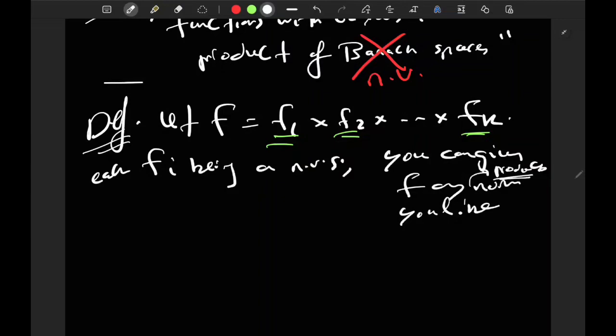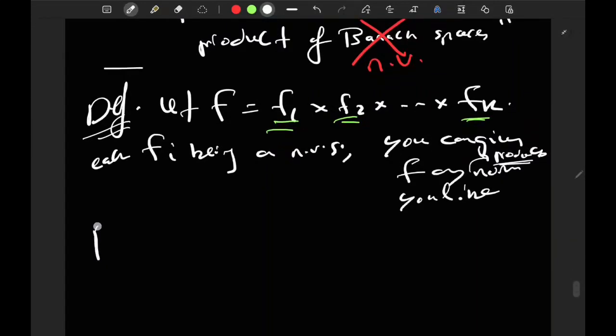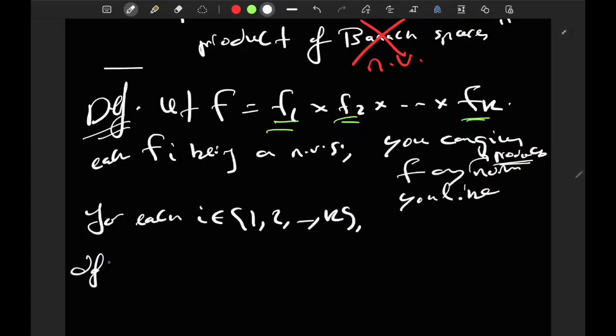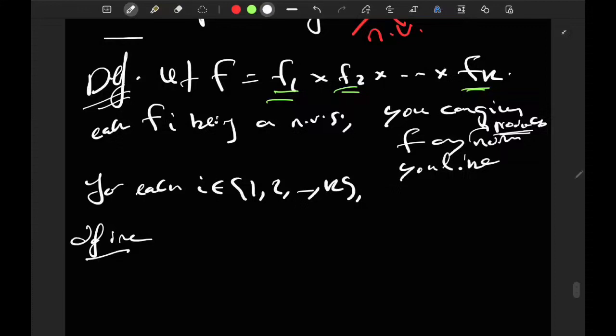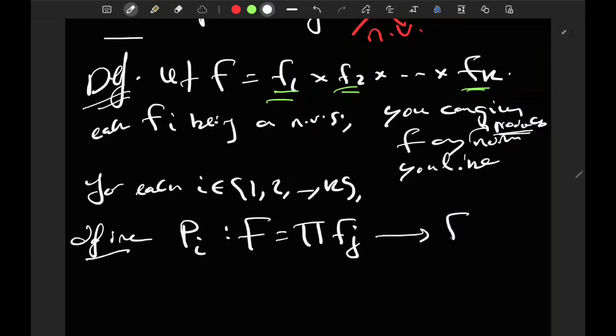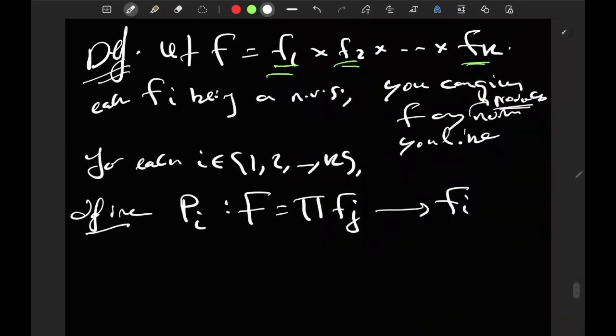Right. So this map, which is the projection on the coordinates. So define pi for each. Let me write. For each i from 1 to k, define the map p_i from F, which is the product of the F_j's (let's call it the product of the F_j's just not to confuse) into F_i, because i is fixed, given by p_i of x equal to x_i. So what does this mean?